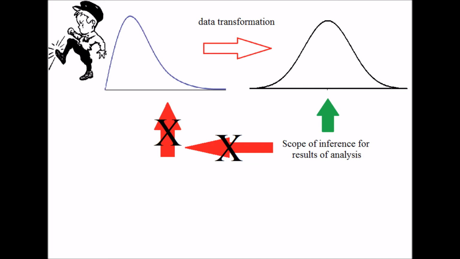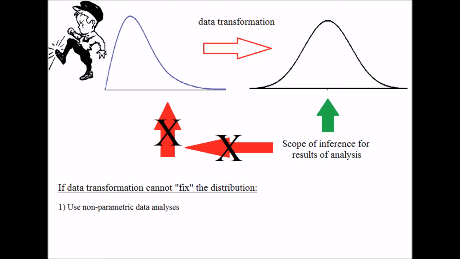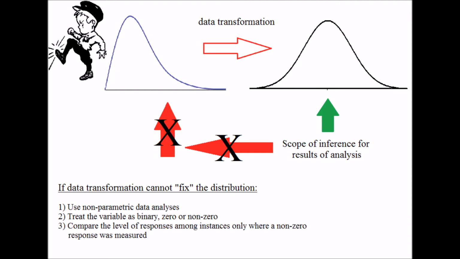Unfortunately, even data transformation cannot fix the distribution of data that has few non-zero points. No matter what kind of transformation you attempt, there will always remain a peak in the distribution. In these cases, non-parametric data analyses could be performed, but even then all of the zero values will be assigned the same rank, so this is often still not particularly helpful. Other possible solutions are to look at the variable as binary, 0 versus non-zero, or compare the level of responses among instances where a non-zero response was measured.